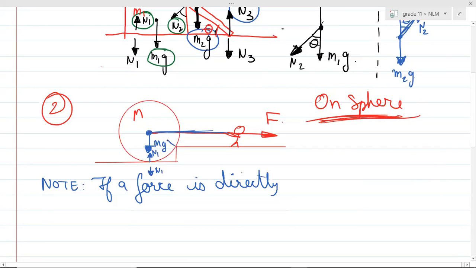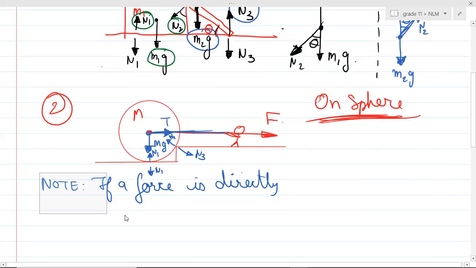And then there is N1, the normal reaction over here. Can you see these normal reactions N1 and N2 will pass through the center? Yes, I think we have already drawn this. Apart from that, can you see one more force? Since I have connected a string, there will be a tension in the string.